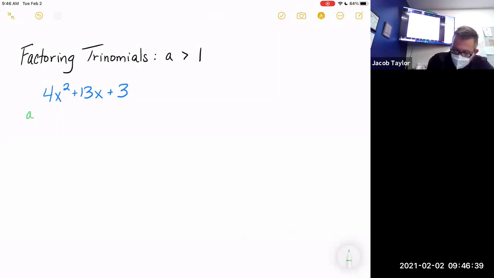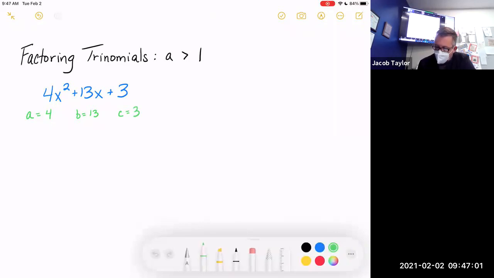A is always the number in front of the x squared, so in this problem it's 4. B is always the coefficient of the x variable, which in this case is a positive 13. And that means C is the constant, the one that does not have a variable. Poor fella.